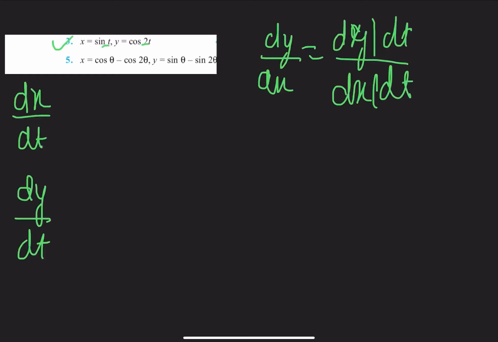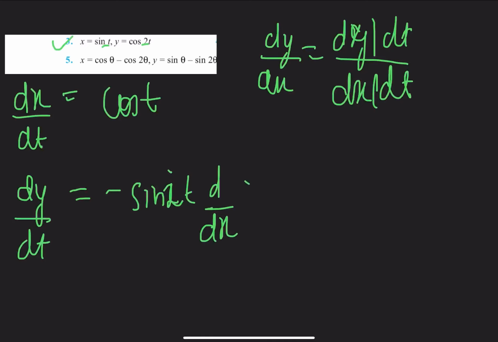Same procedure. So dx by dt, derivative of sin t is going to be directly cos t, because derivative of sine of any function, sin x, sin y, is always cos x or cos y. Same thing here. Derivative of cos 2t is minus sin 2t. But 2t is not a standard function, t is a standard function, so we have to differentiate the 2t as well, into derivative of 2t.